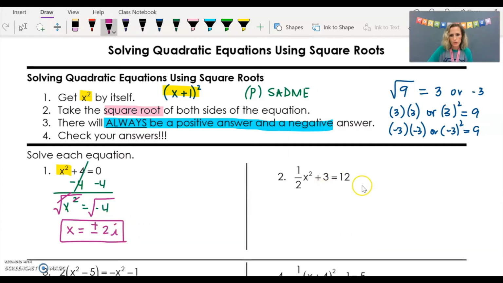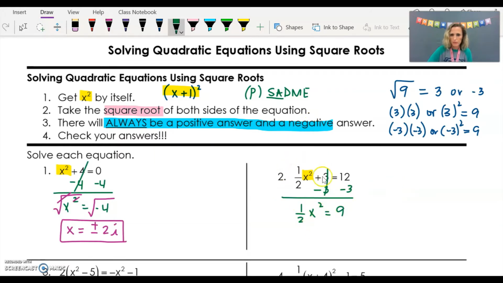Looking at number 2, it's a tad bit more complicated. We have x squared right here, and we want to isolate that. We don't have any parentheses, but we do have some addition. So addition and subtraction come next, and we do have addition, so we want to get rid of the addition first before the fraction in the front. So I'm going to subtract 3, and now I have 1/2 x squared equals 9.